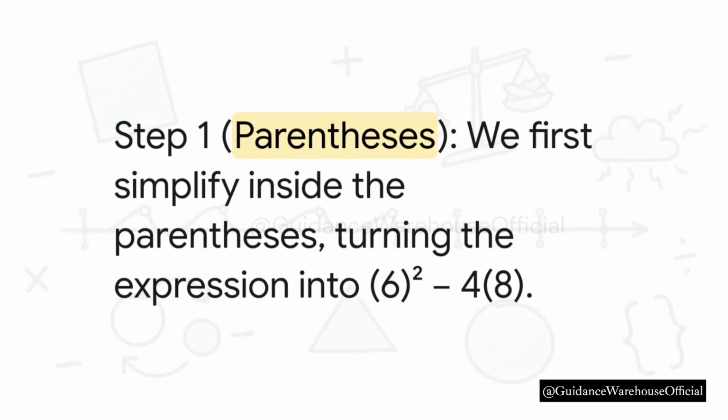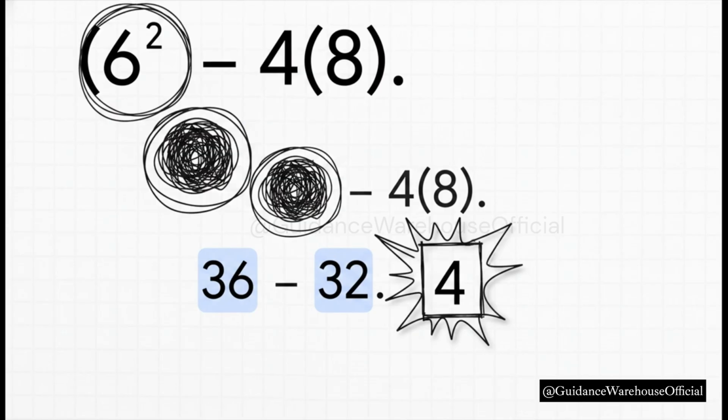Look at this expression. The very first rule in PEMDAS is P for parentheses. That means we have to deal with what's inside the grouping symbols before anything else. So 3 times 2, that's 6, and 6 plus 2, that's 8. Okay, the expression is simpler now, but we're not done. Next up is E for exponents, so that 6 squared becomes 36.